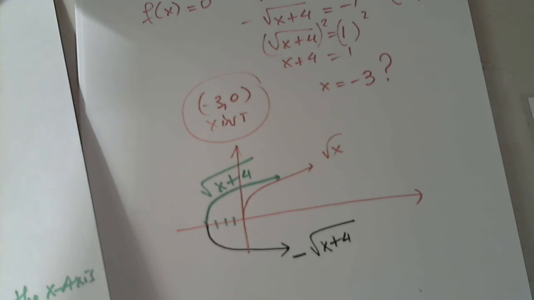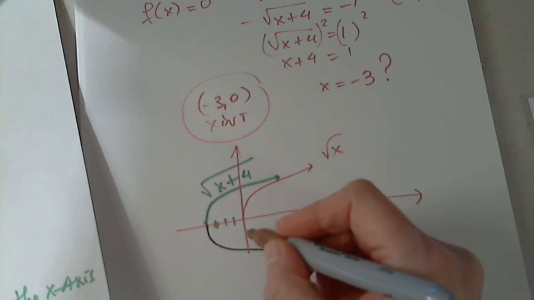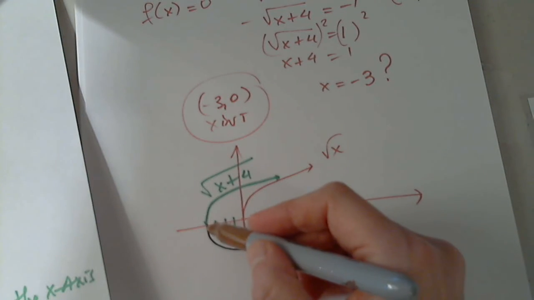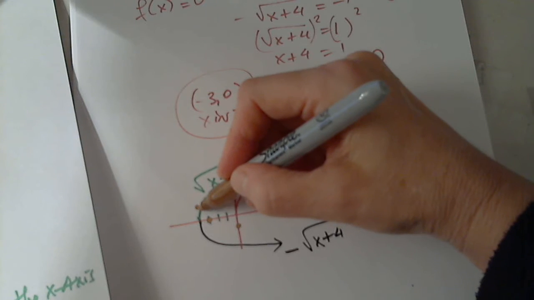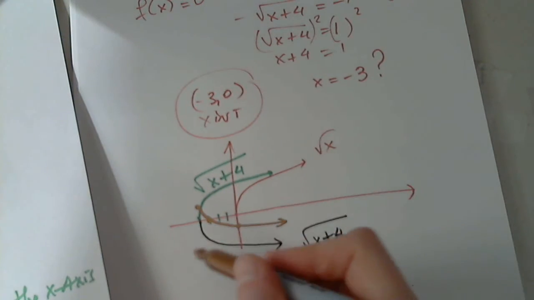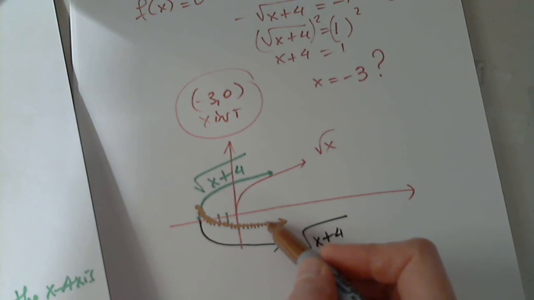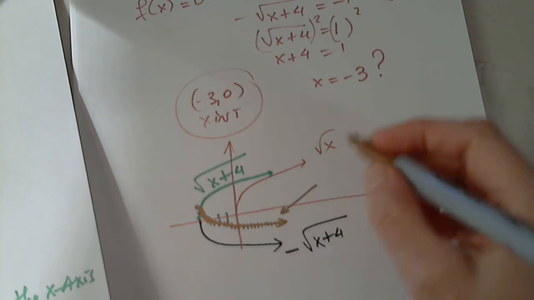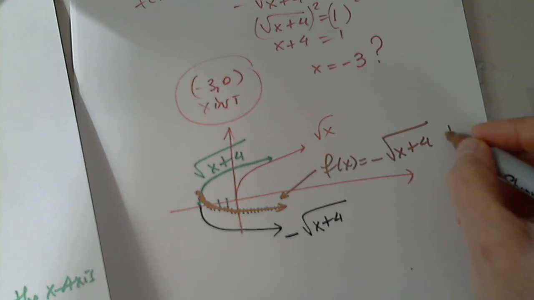And I already have the x and y intercepts. I know this is 1, which is -3 comma 0. And I know that 0 comma -1. And this point moves up 1. So here's the final graph. So I'm going to do this so you know that this is the final graph. So this is the function f of x equals negative the square root of x plus 4 and plus 1.